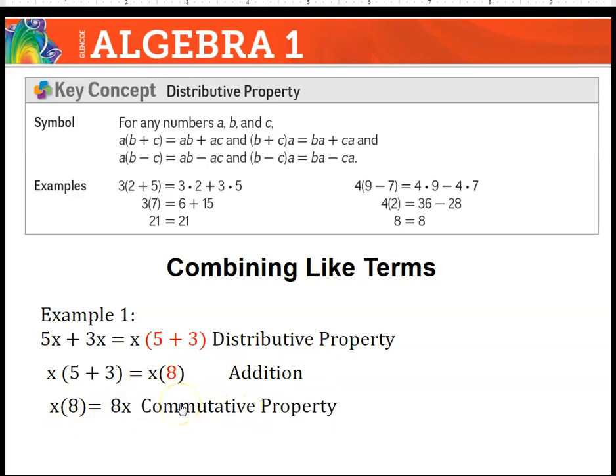That would be the commutative property. Okay, we didn't talk about that. But remember, with addition and multiplication, all we need to do is change the order, because 2 times 3 is the same thing as 3 times 2. That is the commutative property.